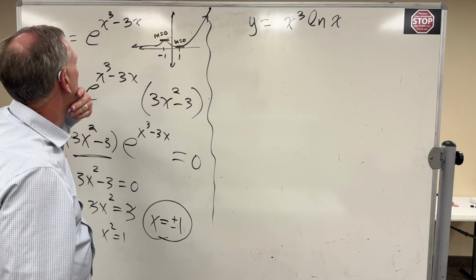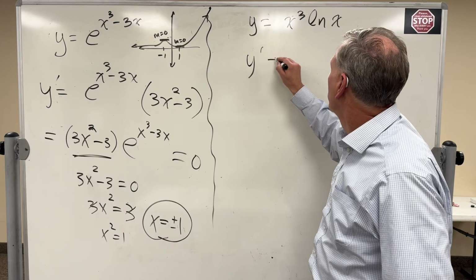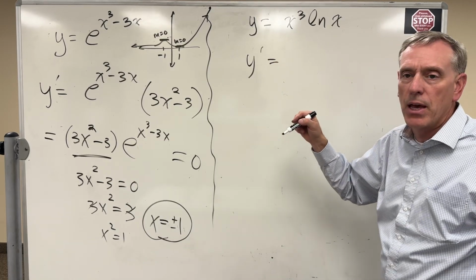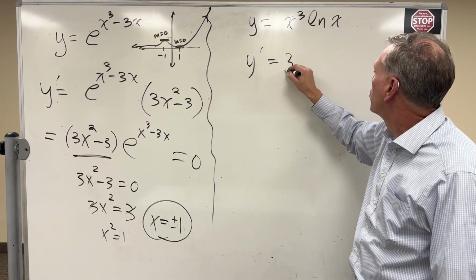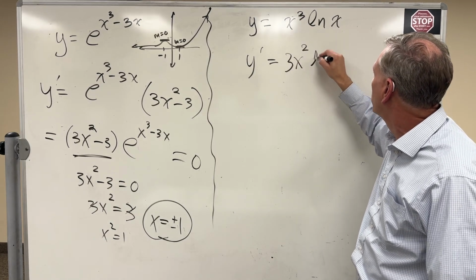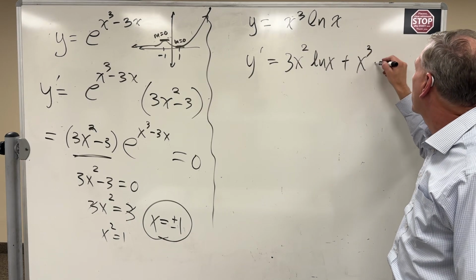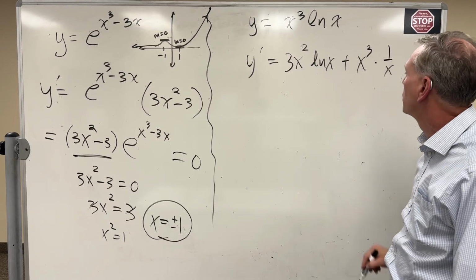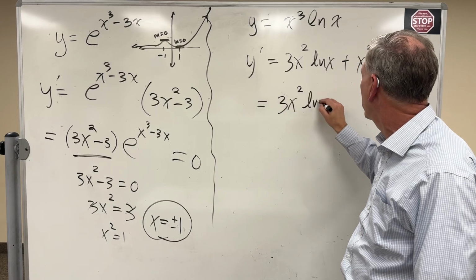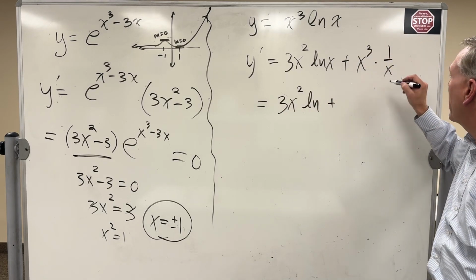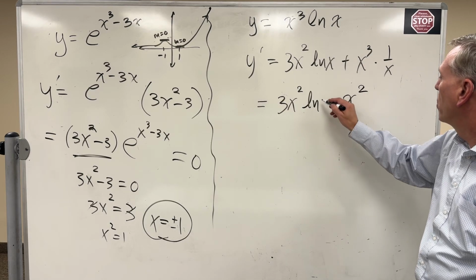So there's that one. Here on this one, we have y prime, and now we have the product rule, we don't have a chain rule. So this is the derivative of the first, 3x^2 times ln x, plus the first times the derivative of the second, and the derivative of ln x is just 1 over x. And this is simplified pretty well: 3x^2 ln x plus x^3 divided by x, that's just x^2.